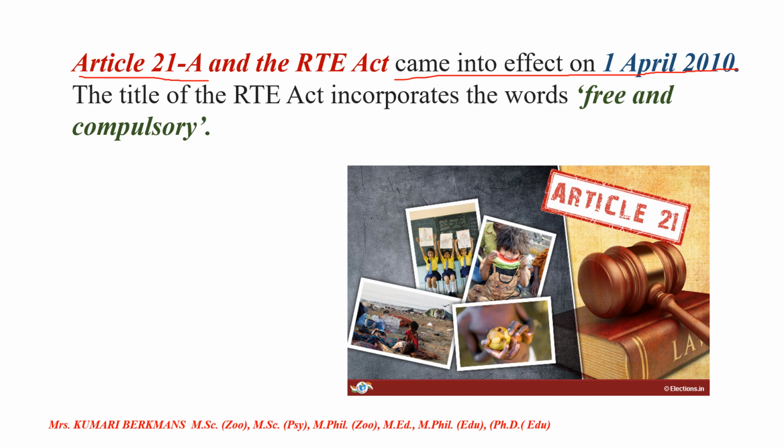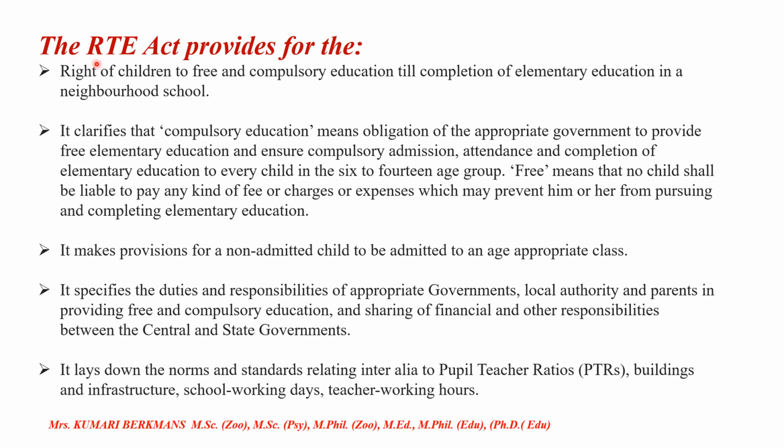The title of the RTE Act incorporates the words free and compulsory. Free and compulsory is incorporated in the title of the Right to Education Act. The Right to Education Act provides, number one, the right of children to free and compulsory education till completion of elementary education in a neighborhood school. This is the first point.